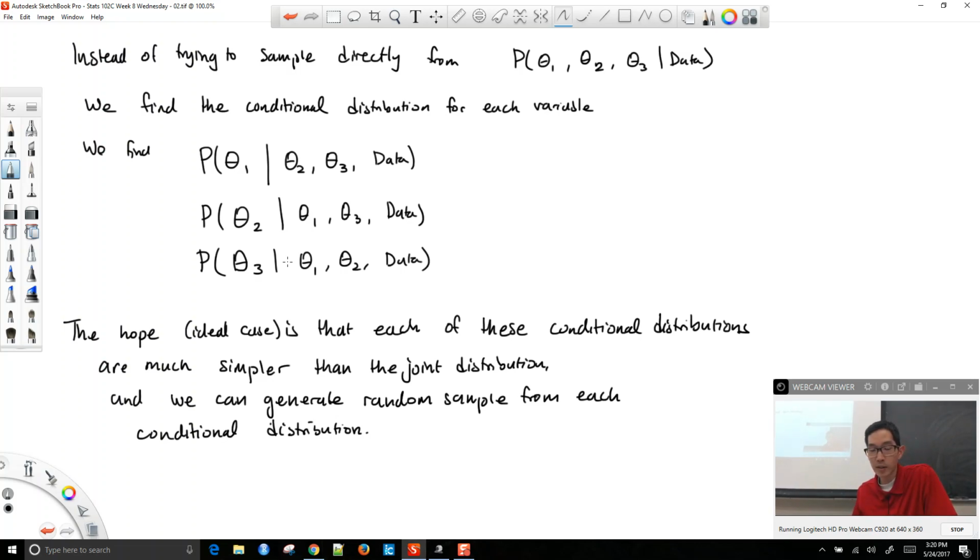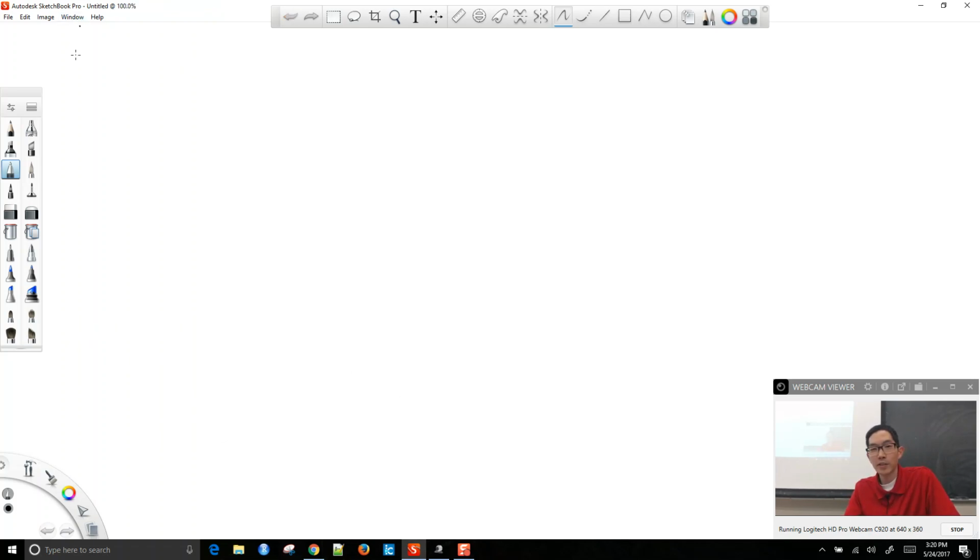Okay, and so perhaps maybe just a reminder of what the conditional probability is. What is the conditional probability? So the probability of A given B is equal to the probability of A and B divided by the probability of B.